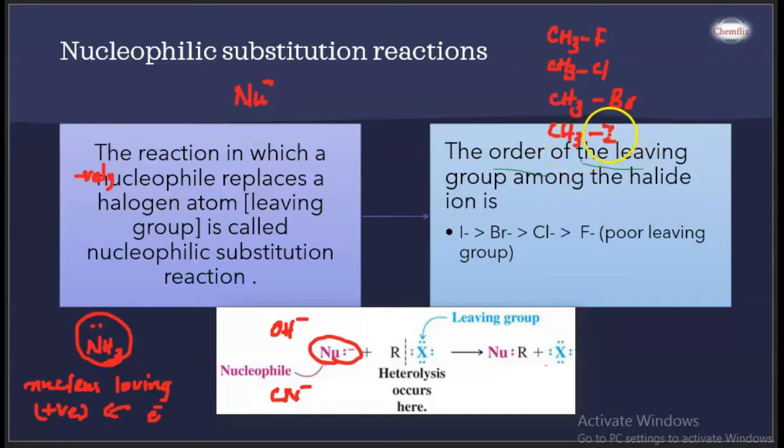Here, the iodide ion. Moving down the group, the size of the atom increases, so the iodine atom is a bigger atom, very large compared to fluorine. So the order of leaving group ability is iodide ion greater than bromide ion greater than chloride ion greater than fluoride ion. The fluoride ion is the poorest leaving group among the halogens because it's very small. That is all about the nucleophilic substitution reaction in brief.